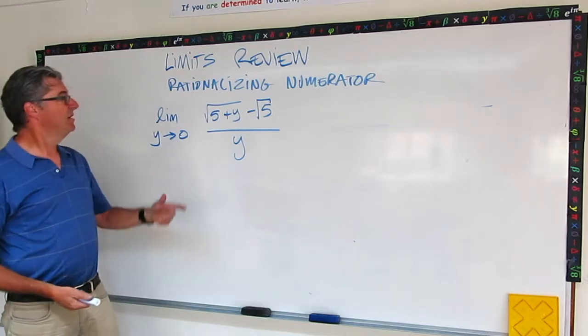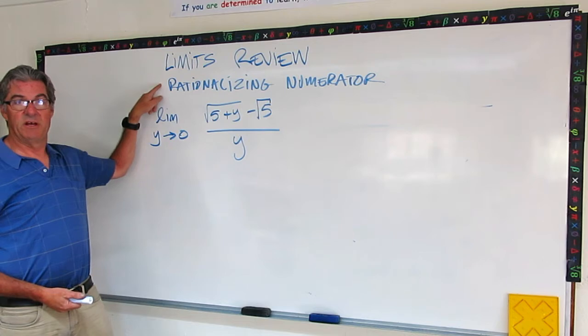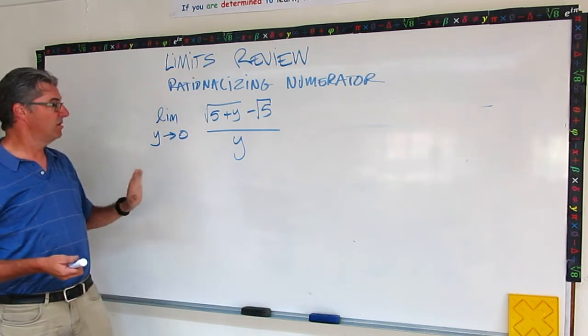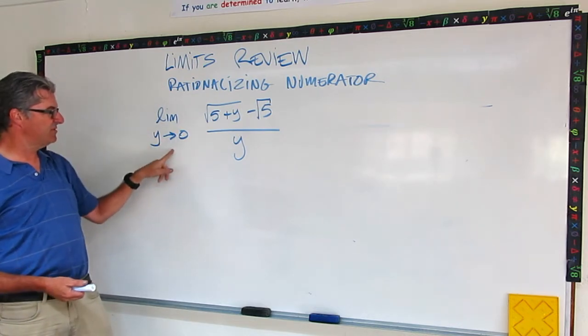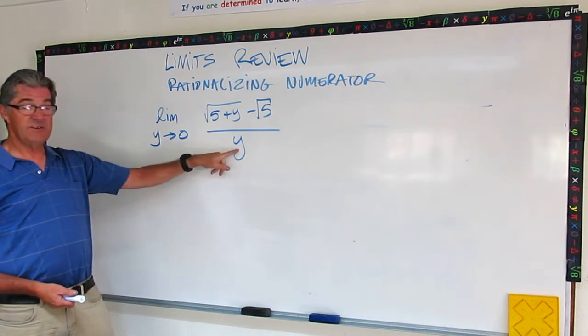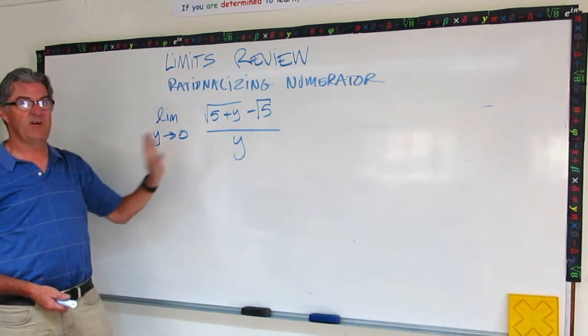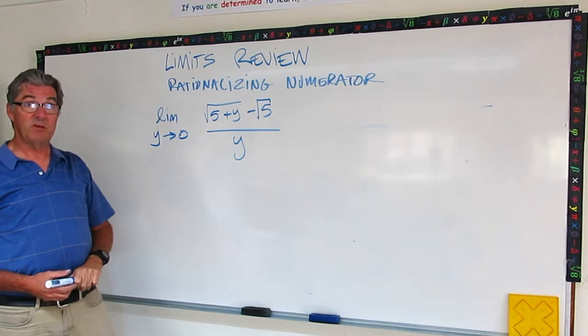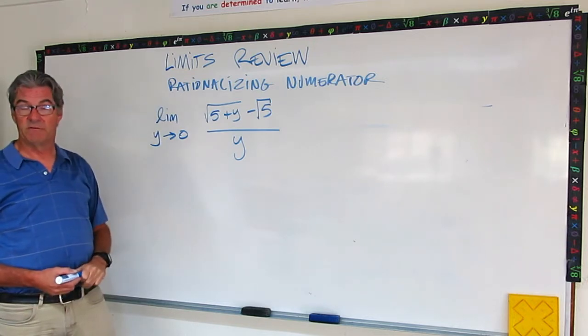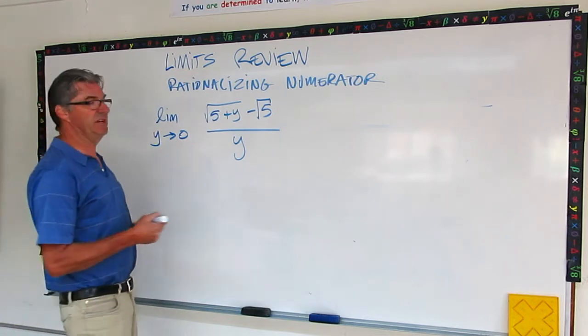One more technique is called rationalizing the numerator, and it helps us deal with the divide by 0 problem. The limit of this expression as y approaches 0. We can't do a direct substitution and plug in 0 because we have our divide by 0 problem. So what we do is we multiply the expression by 1, but it's a weird version of 1. Watch this.